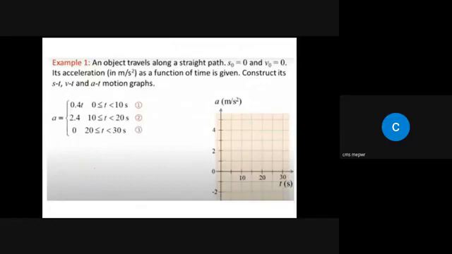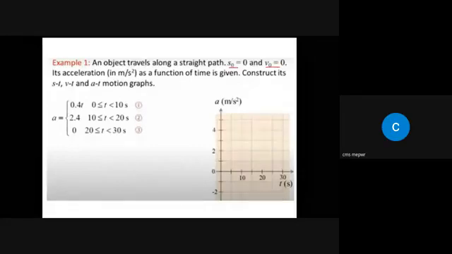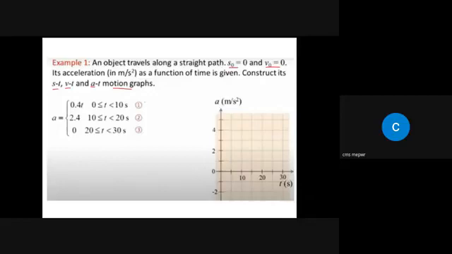Okay, so let's have an example. An object travels along a straight line path and the initial displacement is given, whereas the initial velocity is also given. Both are 0. Its acceleration in meters per second squared as a function of time is also given. Construct the ST, VT, and AT motion graphs. We need to plot these three things, and we are given three equations.